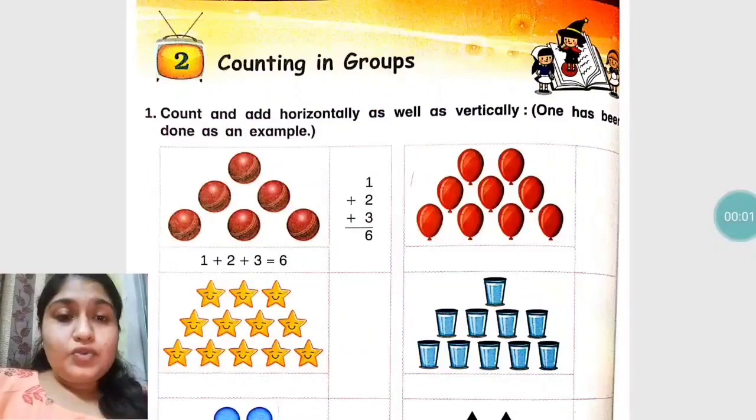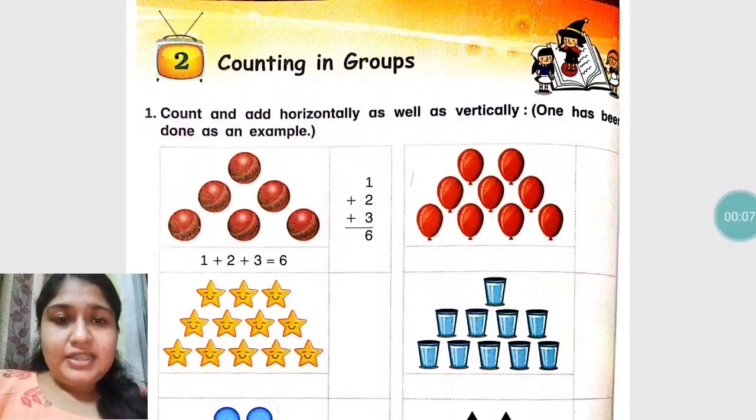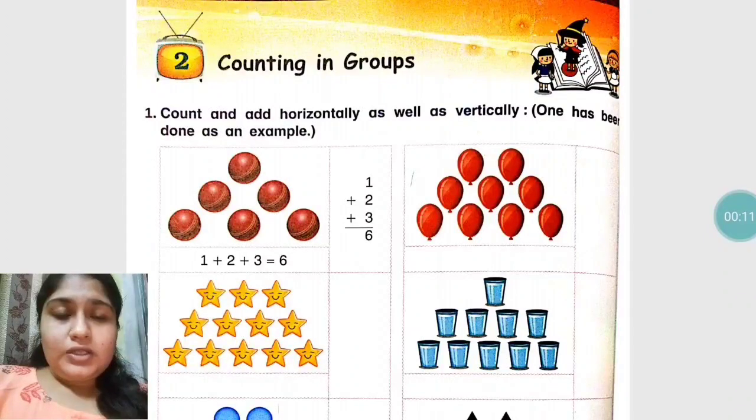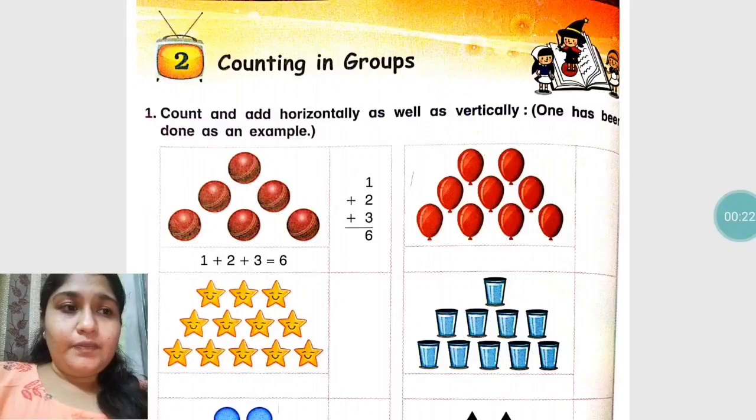Okay. So students, now in question number 1, we have to add these objects in groups and write them down horizontally also and vertically also. Vertically means हमें सीधा लिखना है and horizontally means हमें टेढ़ा लिखना है. As you can see, it is given in example number 1. Okay, so now we will start our question number 1.